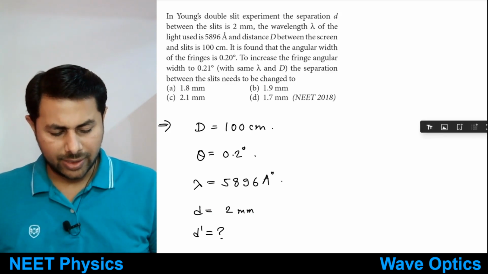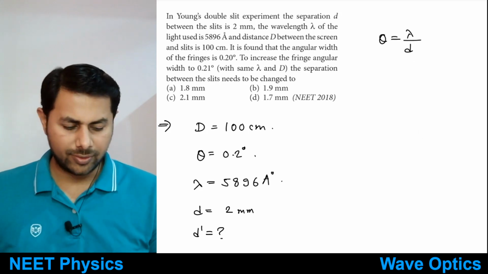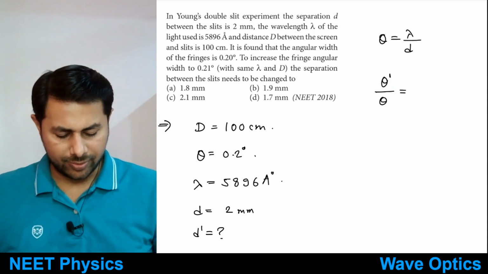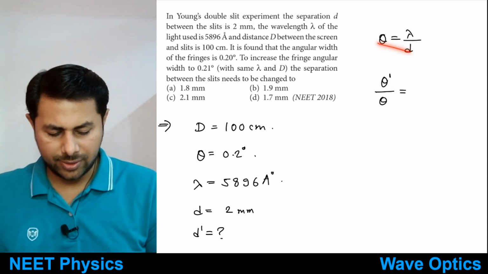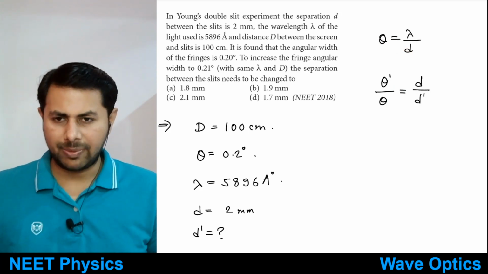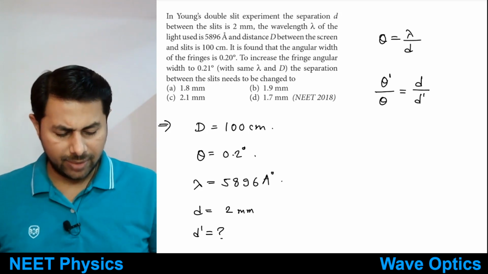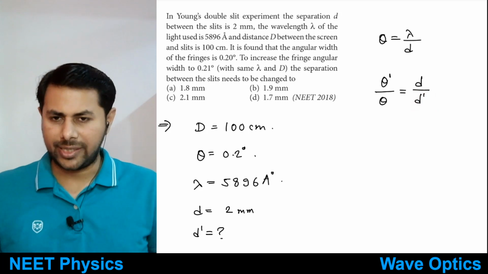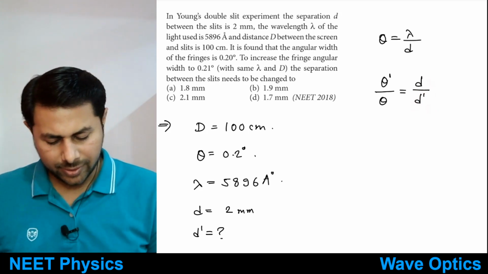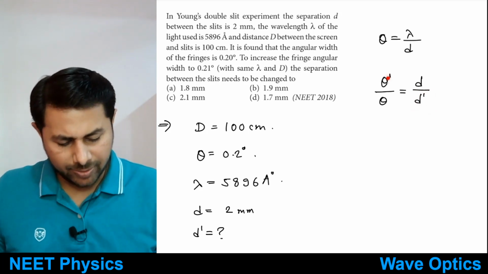So we know that theta is equal to lambda by d, small d. So theta prime by theta would be equal to, see, this is inversely proportional, so d by d prime. Theta prime is the changed angular fringe width, and d prime is the changed separation between slits. Okay, put the values. So we want d prime, no? All right, let's put other values.